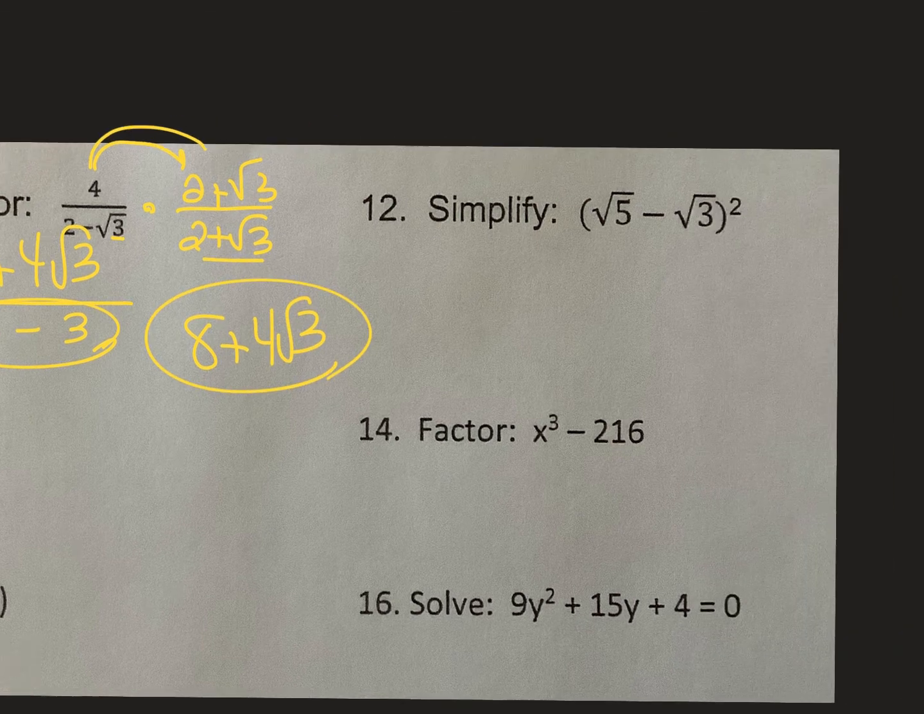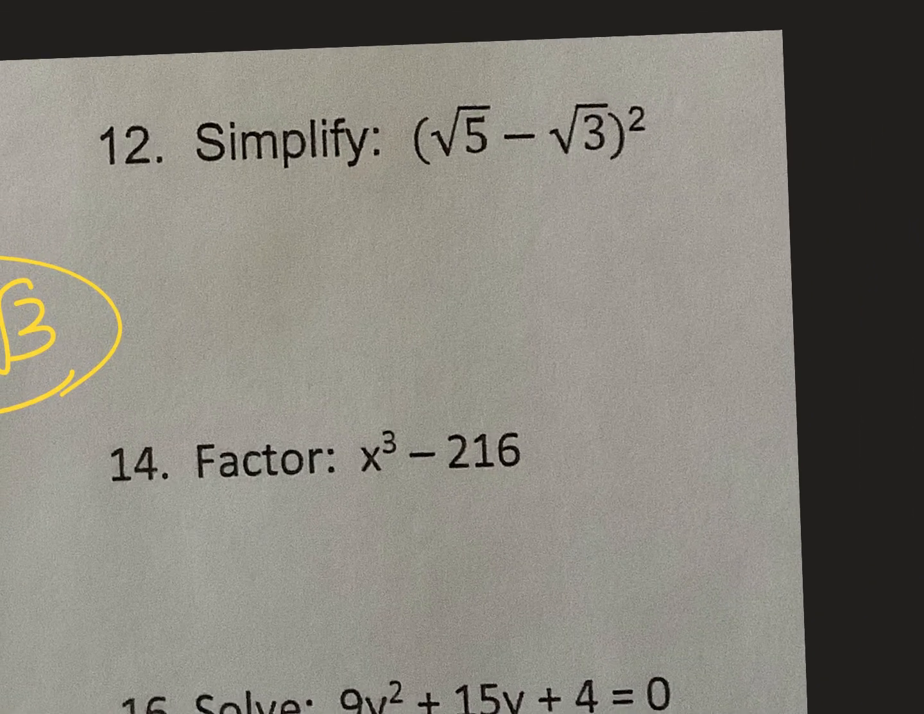You got this. Number 12: square, multiply, double, square. So I'm going to square the square root of 5. It's 5. Multiply these two together, which would give me square root of 15. Remember, if you double something, you multiply it by 2. So just stick a 2 in the front. It's minus because it was minus in the problem.